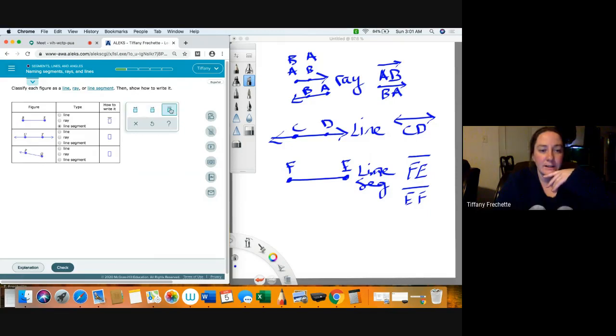Got to click in there and then click here. So I'm going to name it RS. Again, you could have named it SR. They would have accepted it either way.